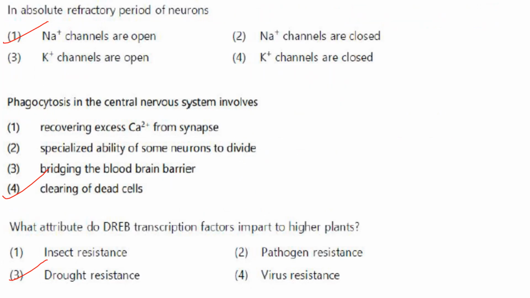In absolute refractory period of neurons. Absolute refractory period is the time in which neurons cannot fire another action potential. So Na plus channels, they are open. Answer is option 1.